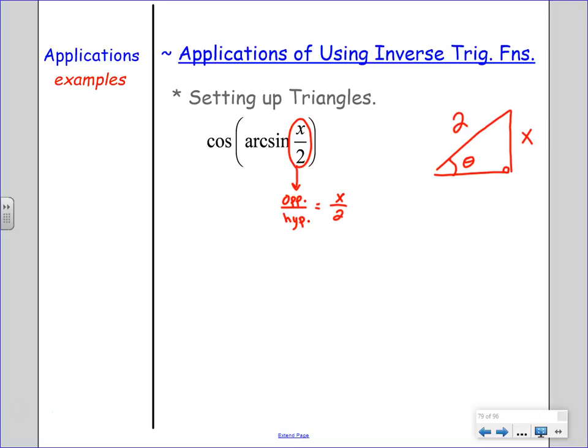Wait a minute. So this whole clue just helps me set up the triangle? Only 2 sides though. Yeah, that's a problem. Why? What are they asking me to find of this triangle? Cosine. Oh, and cosine is who? Adjacent over hypotenuse. Well, that's no good because I don't have an adjacent.